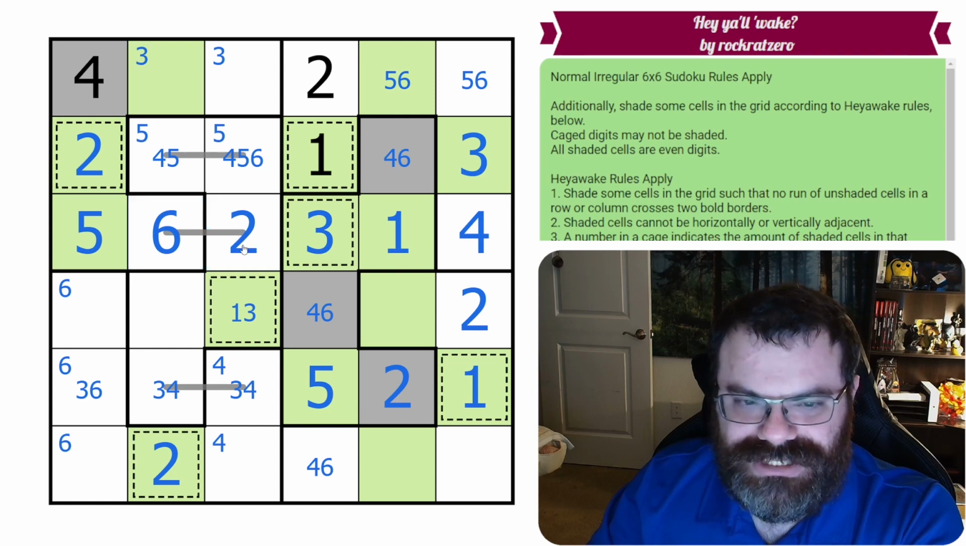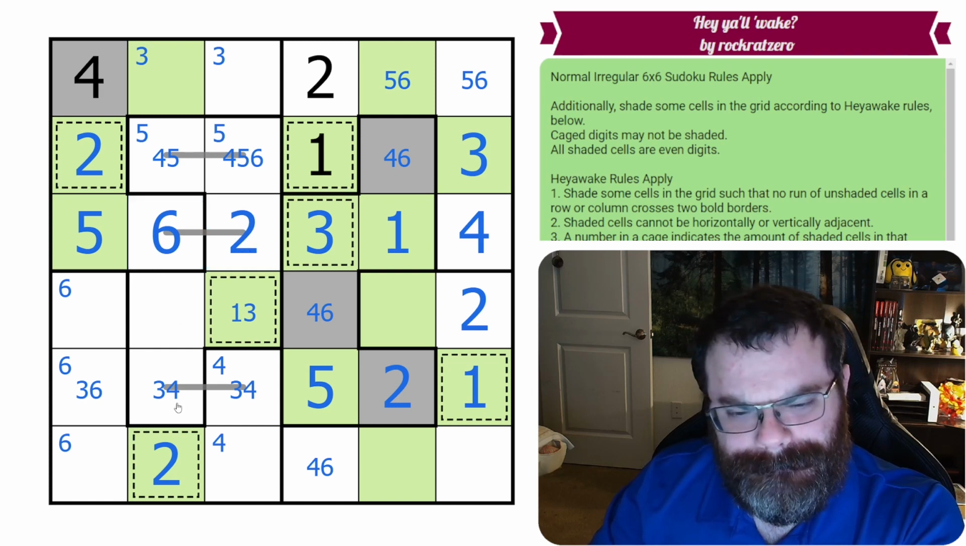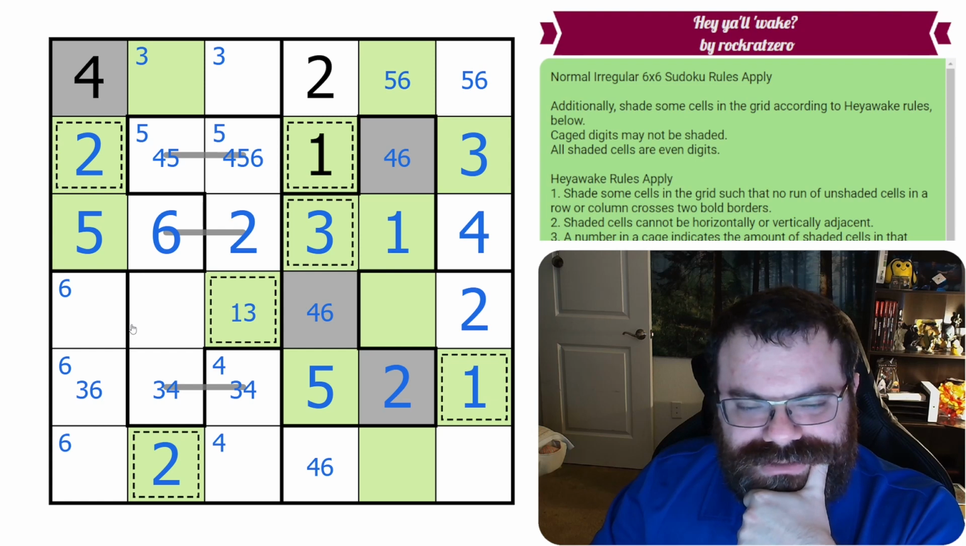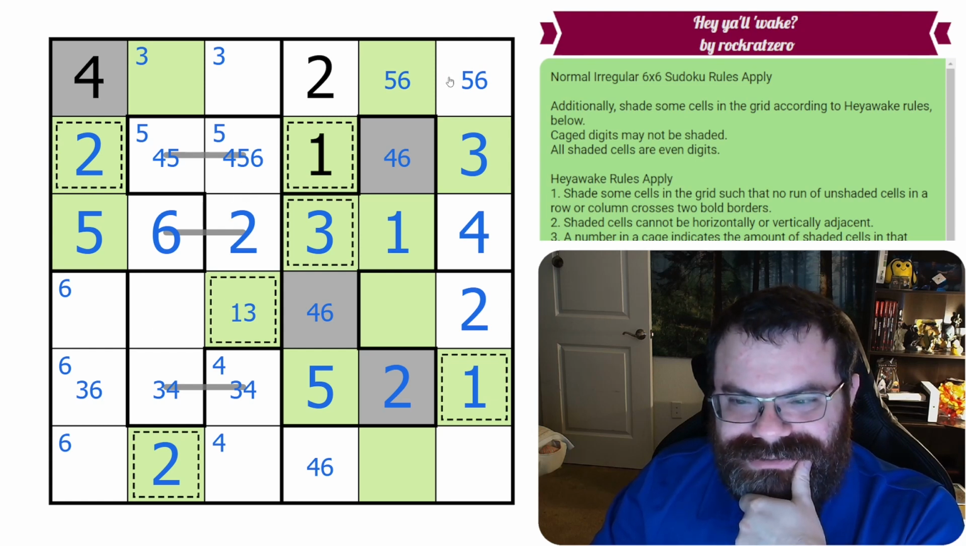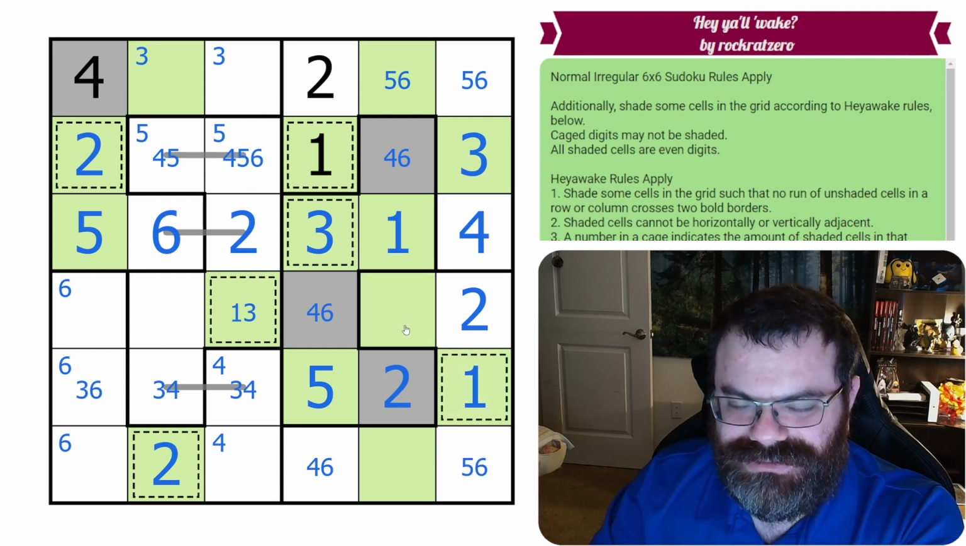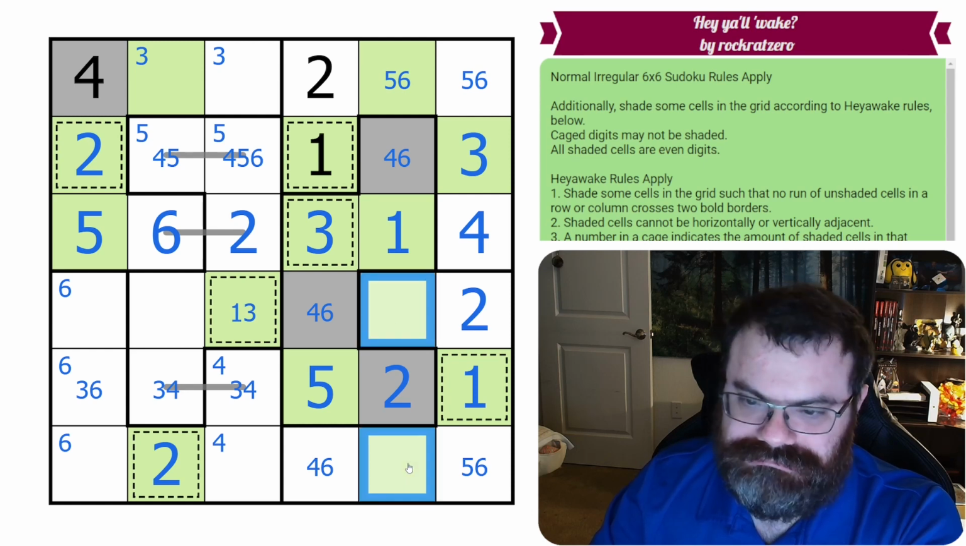Either of these could still be shaded. Still not sure. Do I need to worry about any kind of bold borders at this point? Not sure. Doesn't seem like it. I'm trying to figure out, okay, this is a 5 or a 6. Just for the column. I need a 3 in one of these two.